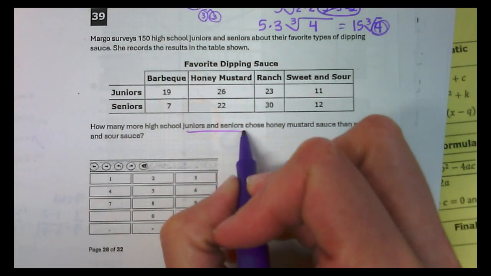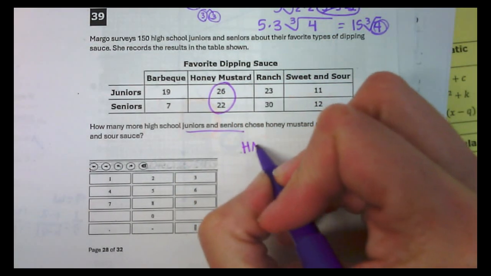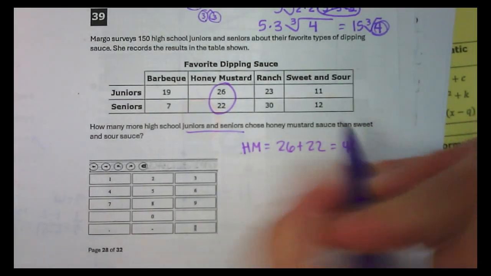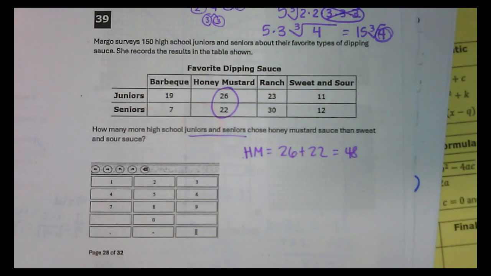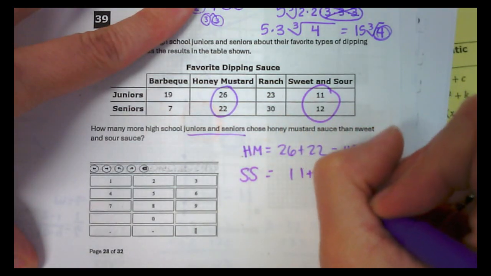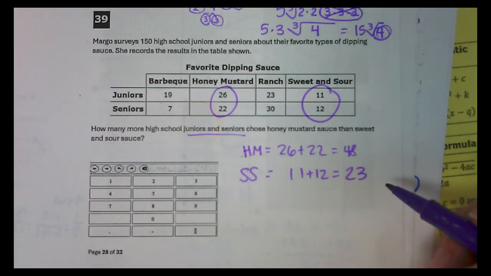So it is juniors and seniors together. So we want to put these together to get our total of 48. And then we want to compare that to the sweet and sour sauce. 11 and 12. So we have a total of 23 here.